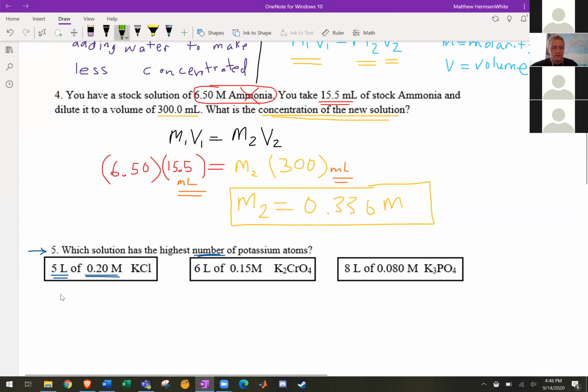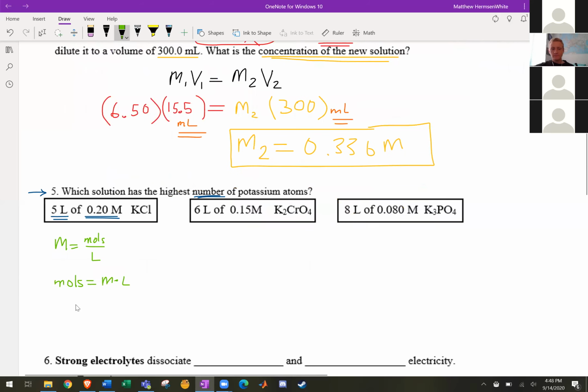So we're going to use M is equal to moles divided by liters. Now, if we can get the moles, we know moles is related directly to the number of atoms present. So let's take this and solve for moles. Now, moles would be equal to M times L. So the molarity times liters, just rearranging this equation.